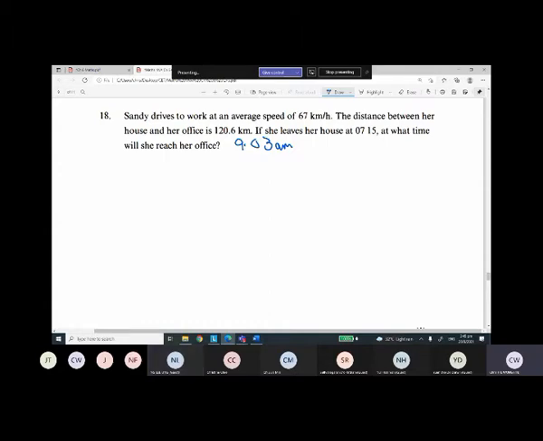Sandy drives to work at an average speed of 67 kilometers. Given to you the distance between her house, H, to her office, I always draw it. The distance between house and office is 120.6 km. Okay, all right.